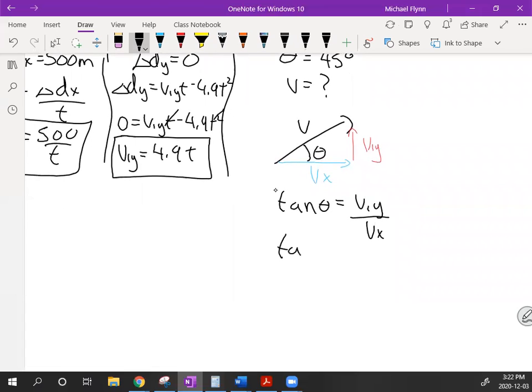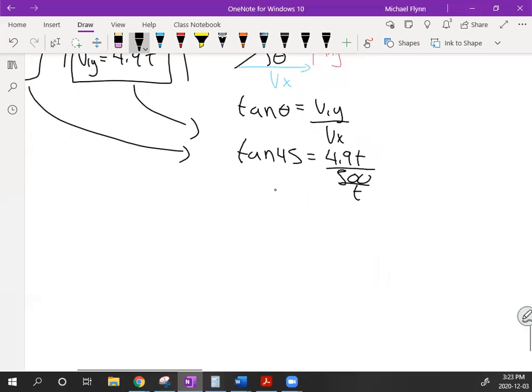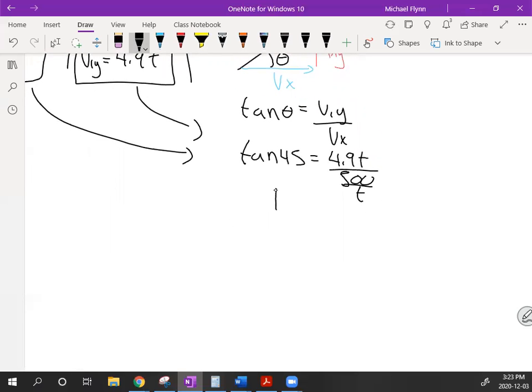So tan of 45 will equal 4.9 t divided by 500 over t. See what I did there? I substituted these things in here. Now, tan of 45 is just 1. How do I divide by a fraction? Well, I multiply by the reciprocal. So I end up getting 4.9 t squared over 500.